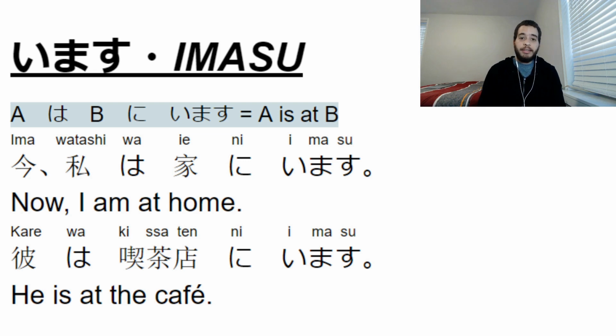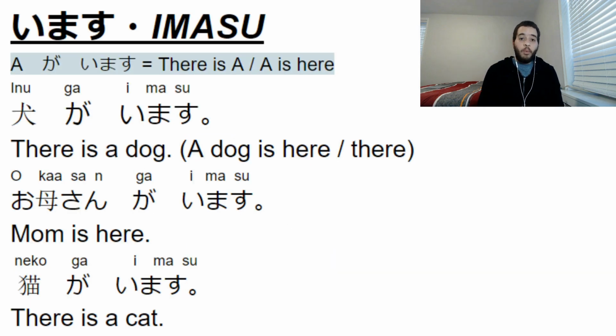彼は喫茶店にいます. Now, one last use for the verb います. This time we have A がいます. There is A. Is here. Now, another way to translate this could be A exists, but I feel like it's going to not be that one most of the time. Or at least not today. First we have 犬がいます。犬, dog. います, is. Dog is. There's a dog.